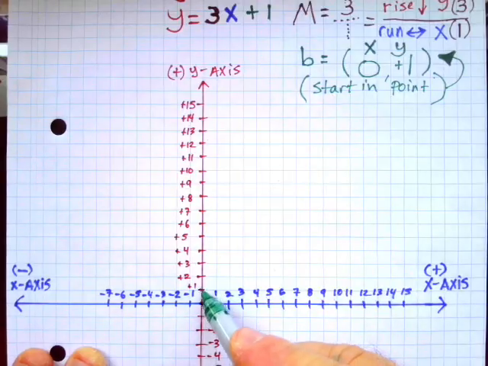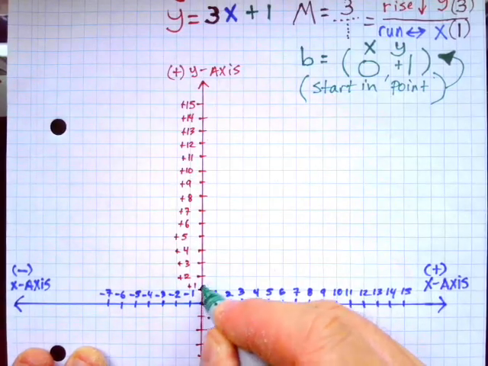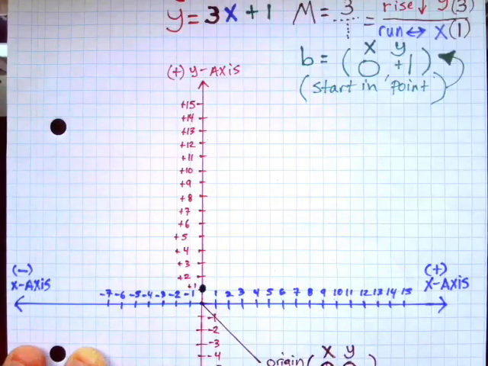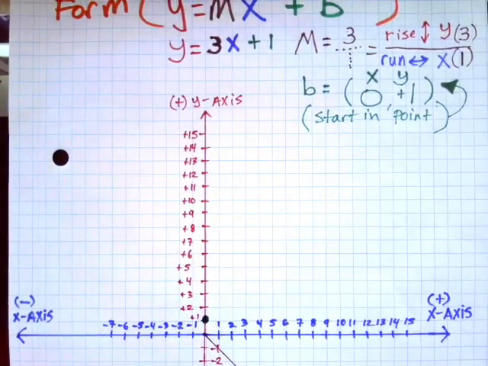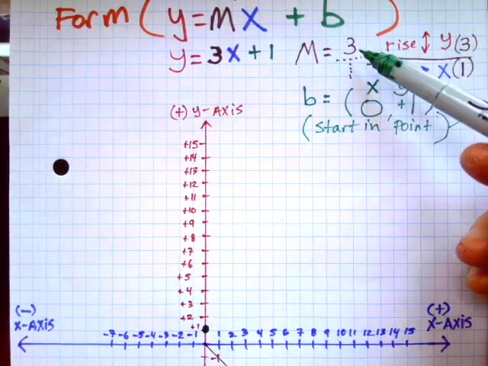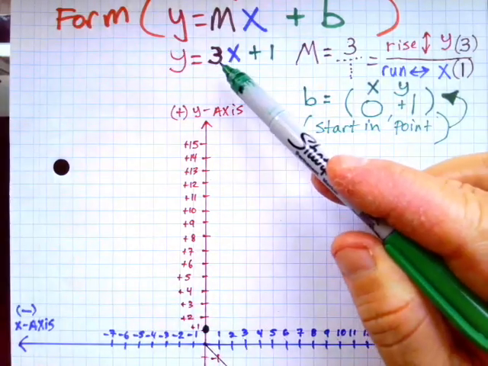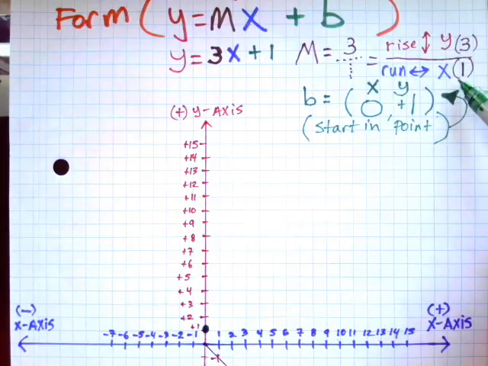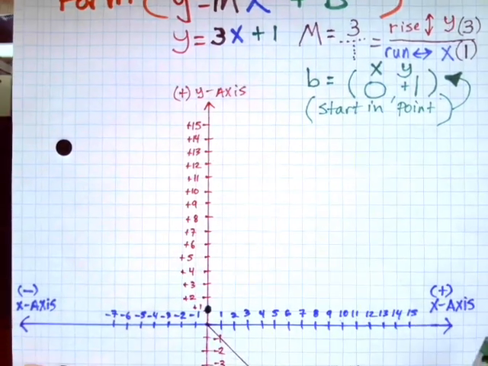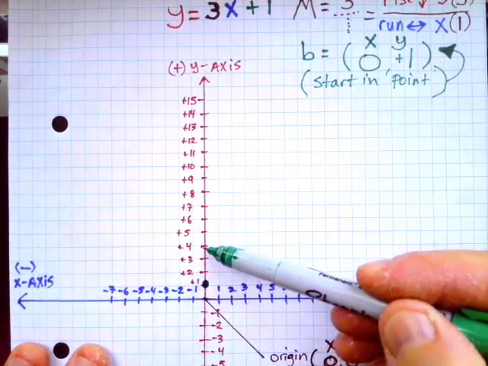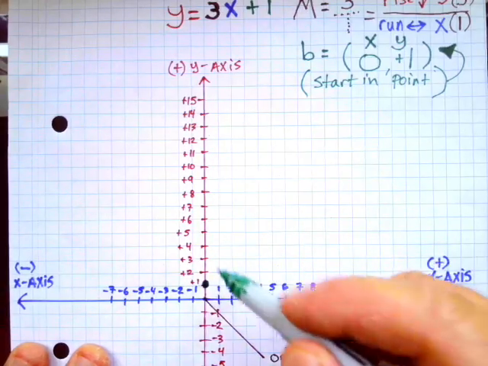This is positive 1 on the y, and we moved 0 on the x-axis. Okay, I'm going to raise this up so we can see the slope. The slope, again, is 3 over 1. I know the slope, it's right in front of the x. 3 over 1. So I'm going to rise positive 3, run 1, and that's where I'm going to plot my next ordered pair. So up 3, 1, 2, 3, over 1 in the positive x direction.